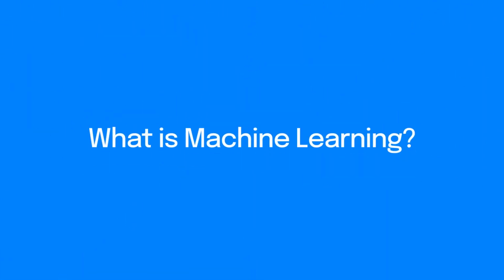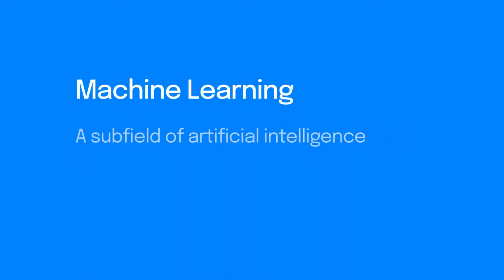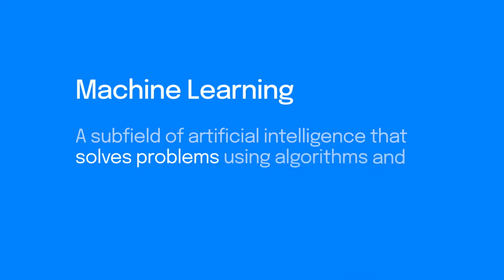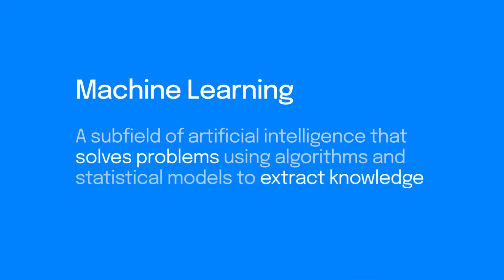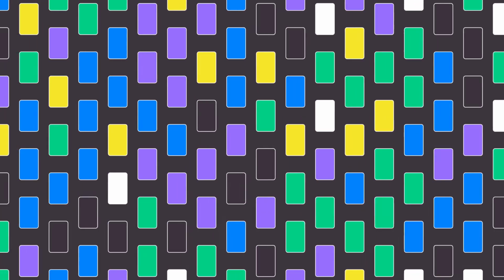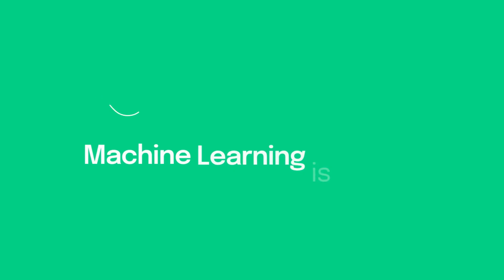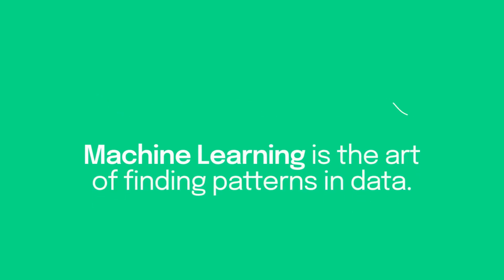This example helps us answer the question, what is machine learning? Machine learning is a subfield of artificial intelligence that solves problems using algorithms and statistical models to extract knowledge from data. Machine learning models are used to draw inferences and patterns from the data. Simply put, machine learning is the art of finding patterns in data.